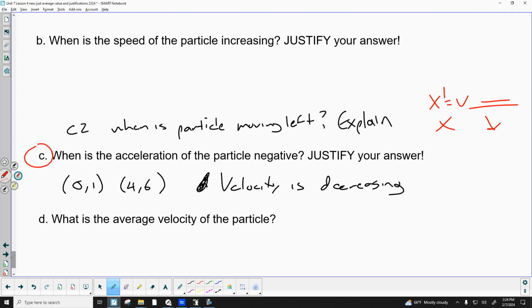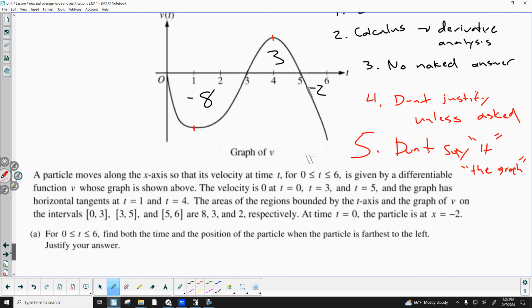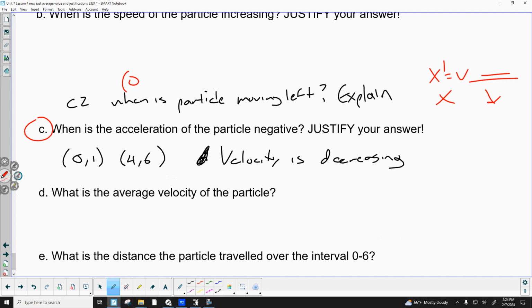Particle is moving left from 0 to 3 and 5 to 6. Why? Because V is negative. Either you write that or you write V is negative with words. Okay, now let's go to part B.